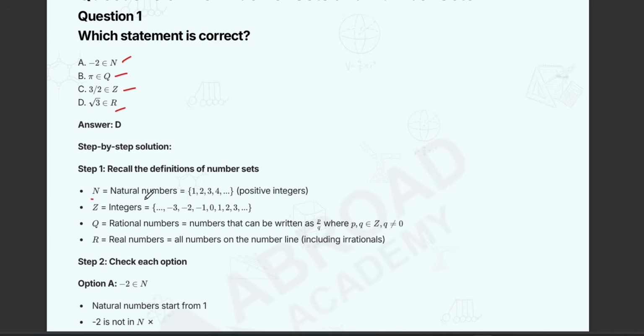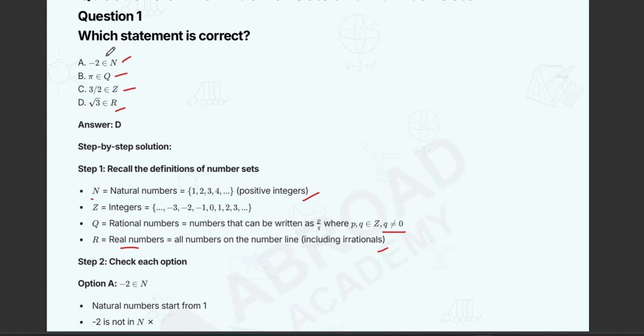Here, N is the natural numbers, which are positive integers, and Z is the integers only, which can be positive or negative. Q is the rational numbers that can be written as p by q, where q is not equal to 0. And R is the real numbers, or all numbers on the number line, including irrationals.